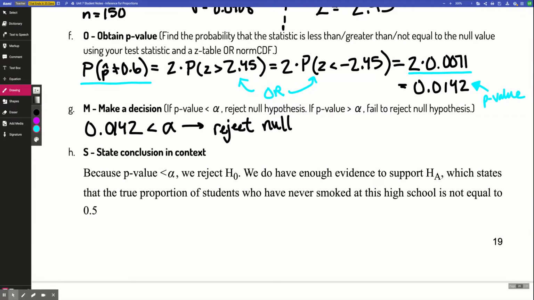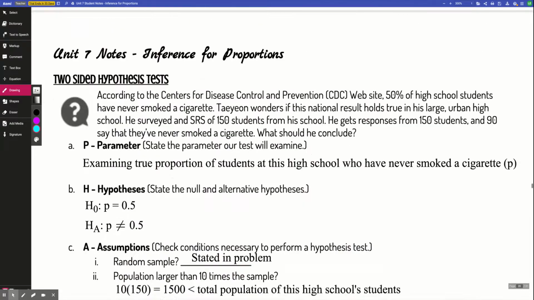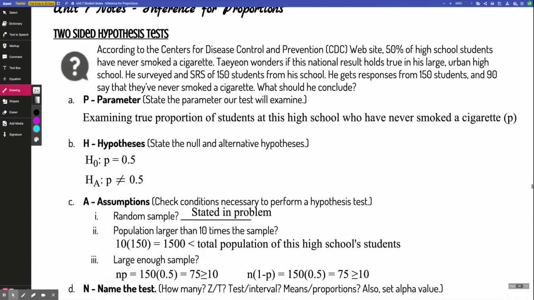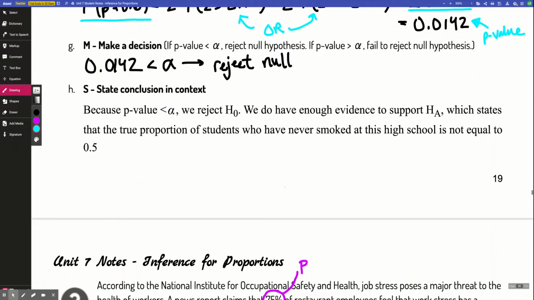So here's how this goes. I said because the p-value is less than alpha, we reject the null hypothesis. We do have enough evidence to support the alternative hypothesis, HA, which states that the true proportion of students who have never smoked at this high school, so that's your parameter that you wrote up here, is not equal to 0.5. We don't know if it's less than 0.5. We don't know that it's greater than 0.5. We only know that it's not equal to 0.5.